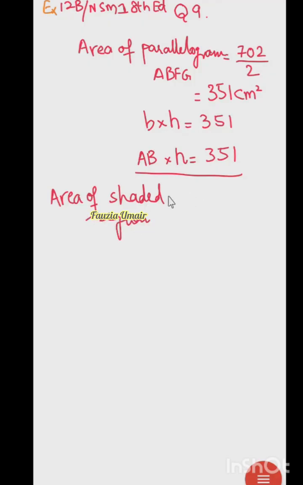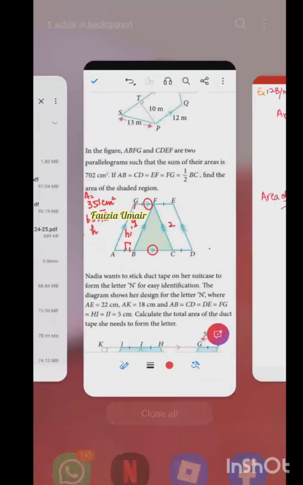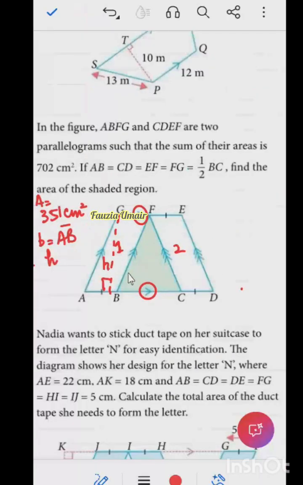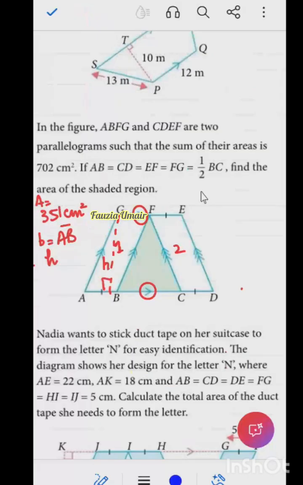So area of shaded region is, now just look at this figure again. So this is the shaded region, right? So I'm changing the color so that you can have a better idea. So this is the shaded region, BCF triangle. So what is the area of triangle? Area of triangle is half BH, right?